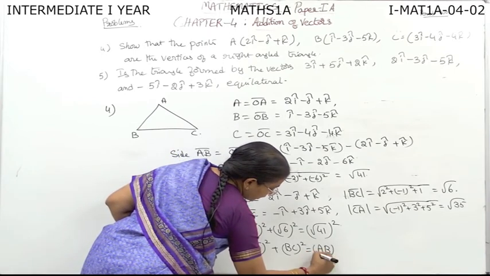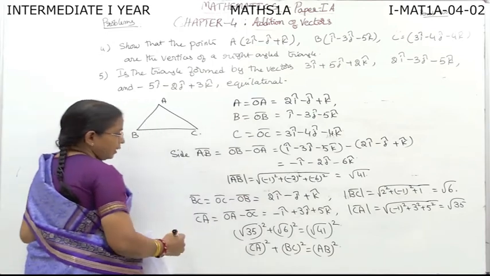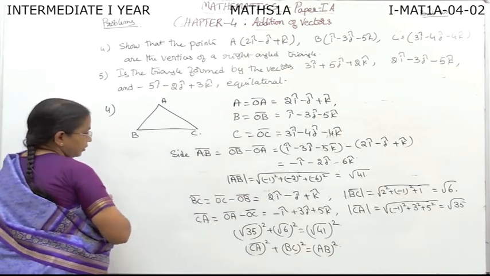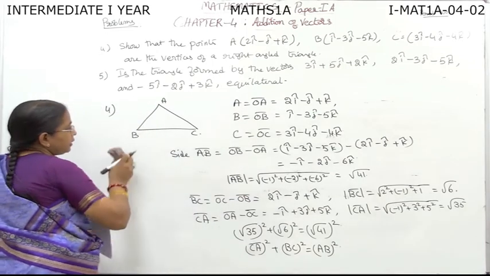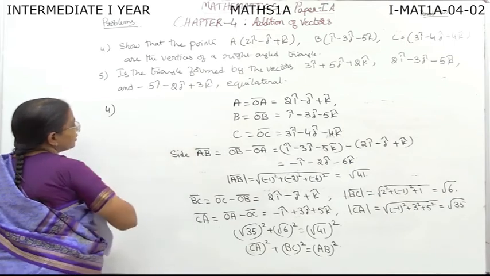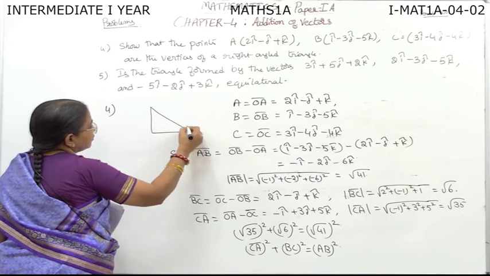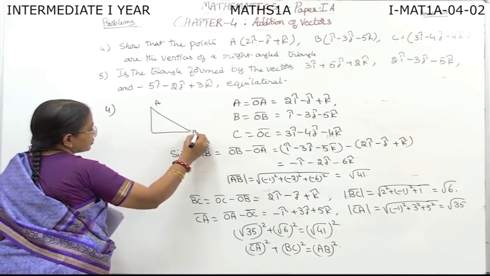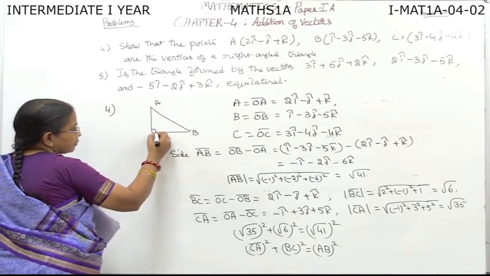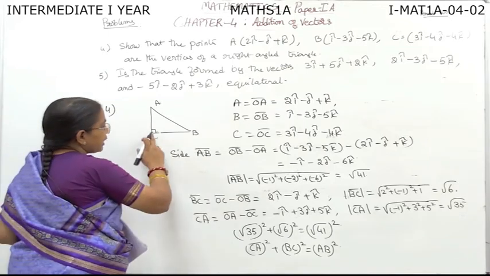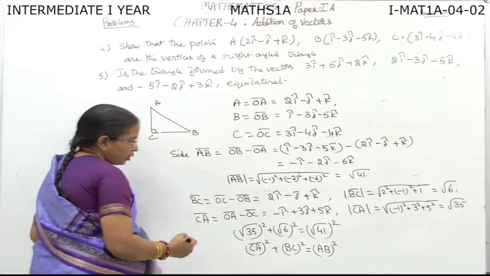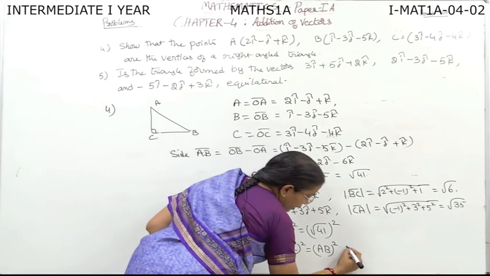So that means, according to Pythagoras theorem, AB is the hypotenuse. So your figure will be like this. AB is the hypotenuse. See, you have like this. So the right angle is at C. So according to Pythagoras theorem, we'll conclude like this.